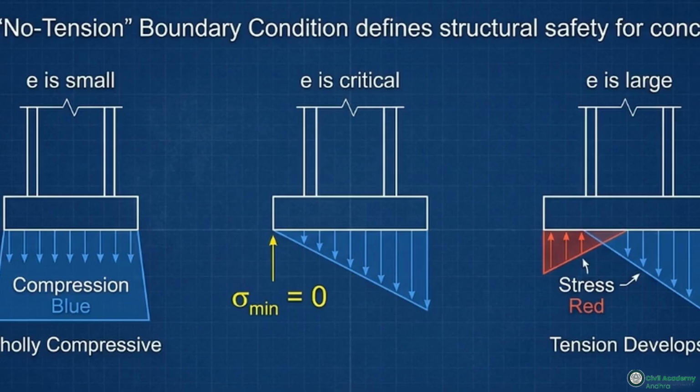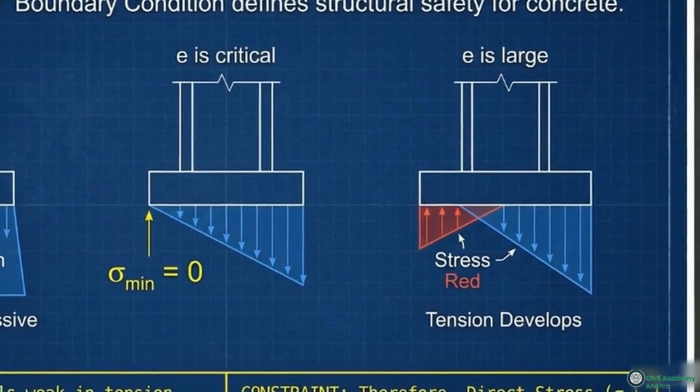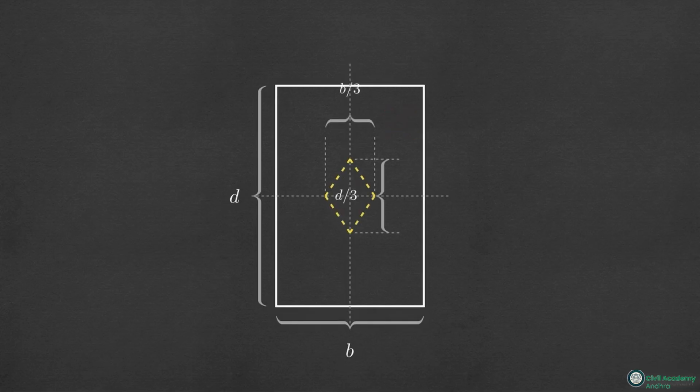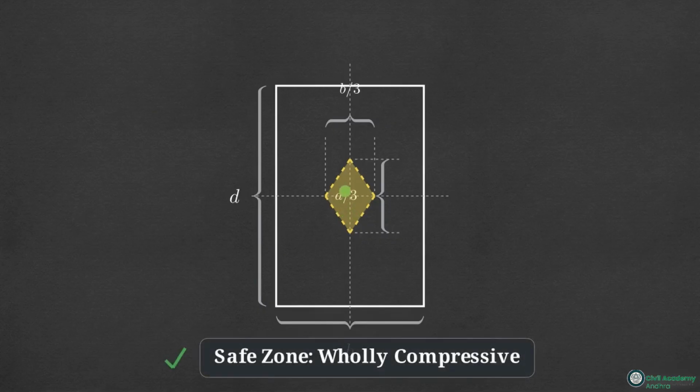Looking at the middle diagram, increasing eccentricity tilts the stress profile steeper until the minimum stress reaches exactly 0. If the load moves even 1 millimeter past that point, the profile crosses the neutral axis, and that red zone indicates tensile stress has developed. Because concrete cannot reliably handle that tension, engineers must define a strict absolute geometric boundary for where loads can be applied. The line of action must stay inside this boundary to guarantee zero tensile stress anywhere in the section.